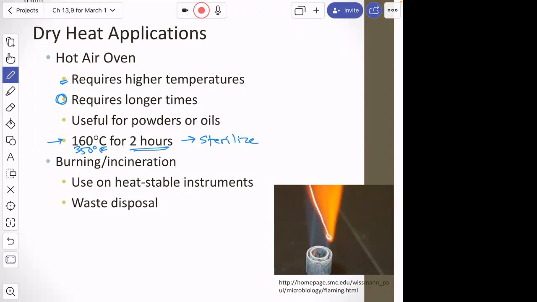Burning could be considered a dry heat application. Most of the time you can't burn something and have it still be good for what you want to use it for, but an exception there is when you're flaming your loop in lab to make sure that it's sterile. Make sure you get it red hot. If you don't get it red hot, you're just waving it through the flame. That's not good enough. It's not getting it sterile. So make sure you're doing that thoroughly. Oftentimes we'll burn our garbage just to make sure that it doesn't have any living microbes in there as well.